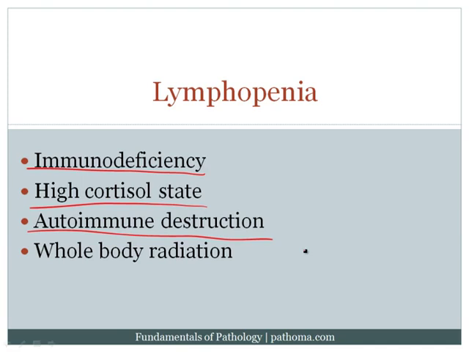The classic example would be a patient with lupus. Recall that patients with lupus often produce antibodies against cells within the blood. They can produce antibodies against the red blood cells, the white blood cells, and the platelets. And so lupus would be one example in which we might see a patient who has lymphopenia.